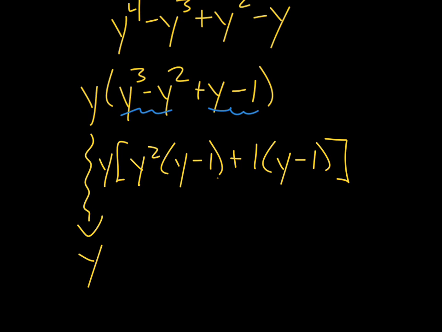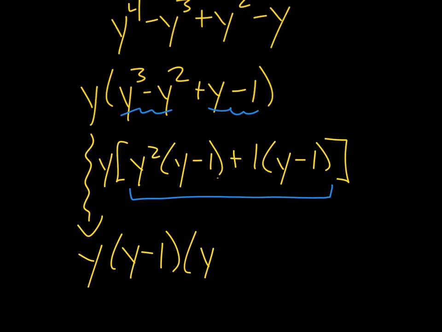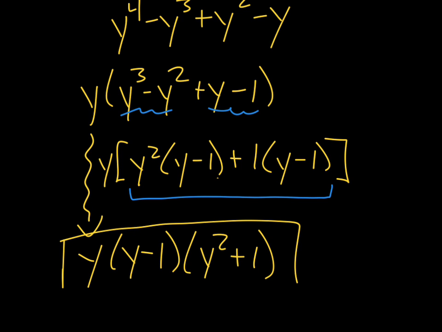So again, we're just on the inside. We're not looking at that y on the outside, but it better be in your answer. So then it would be y minus 1 parentheses y squared plus 1. And then that y that we took out at the beginning. All right, so all 3 of these better be part of your answer. Okay?